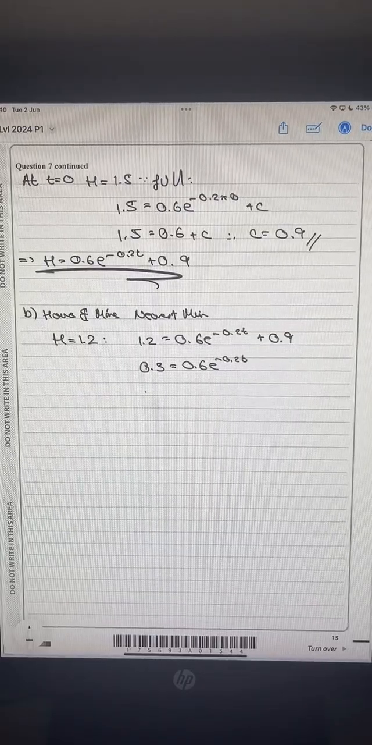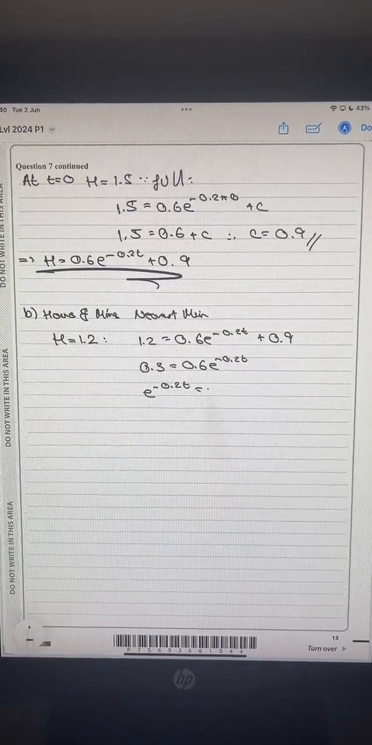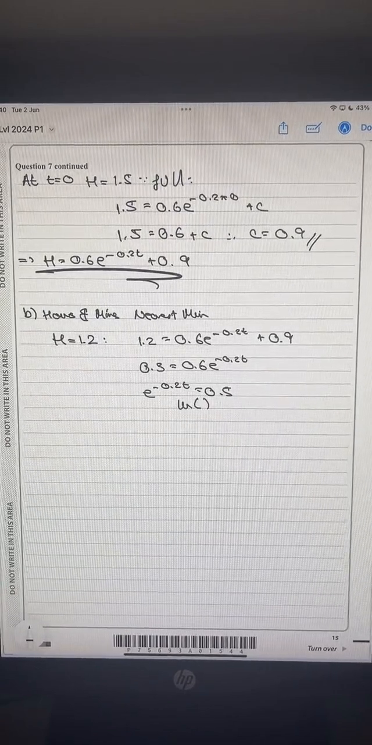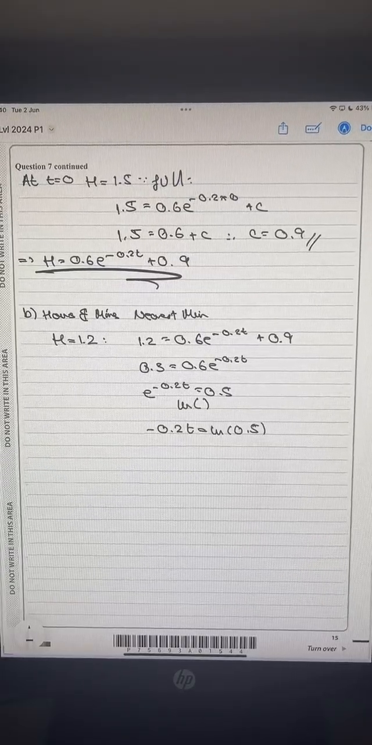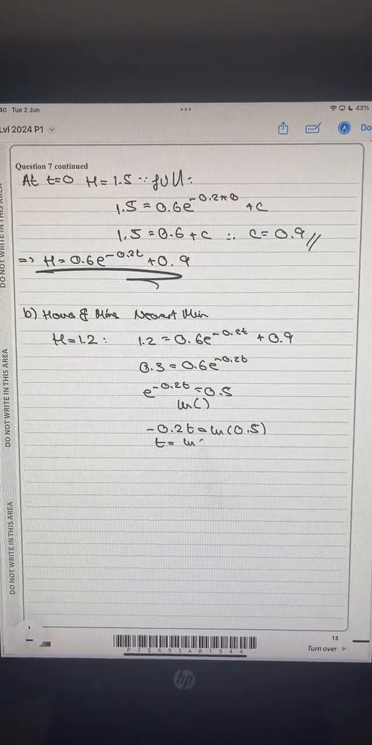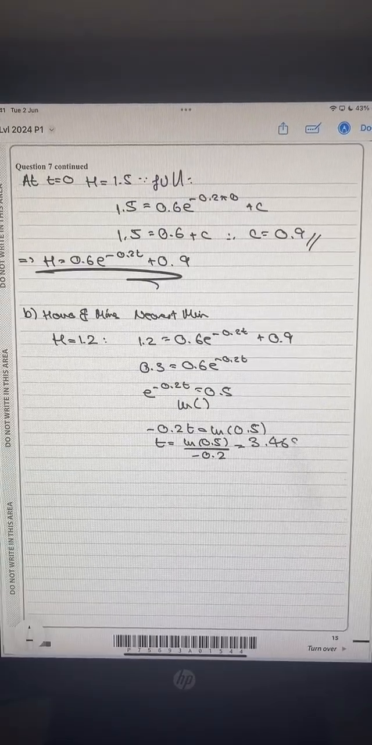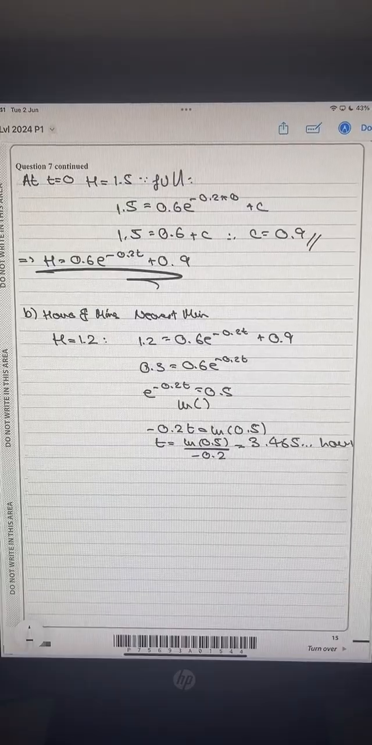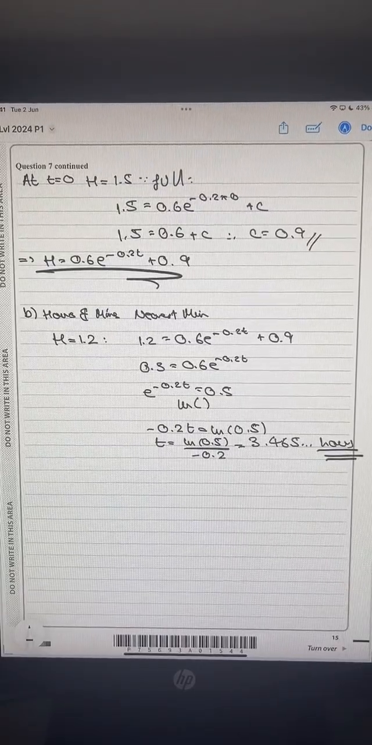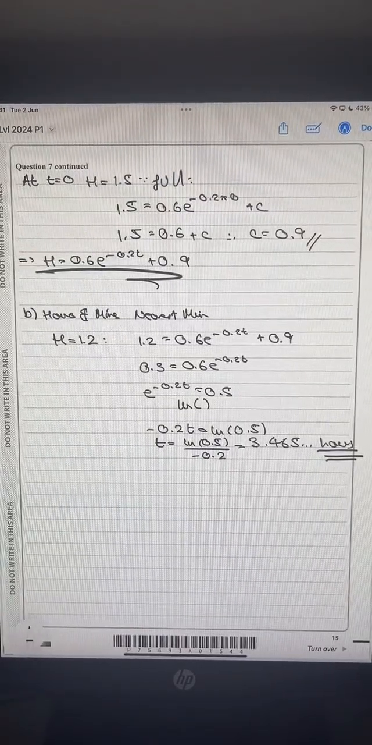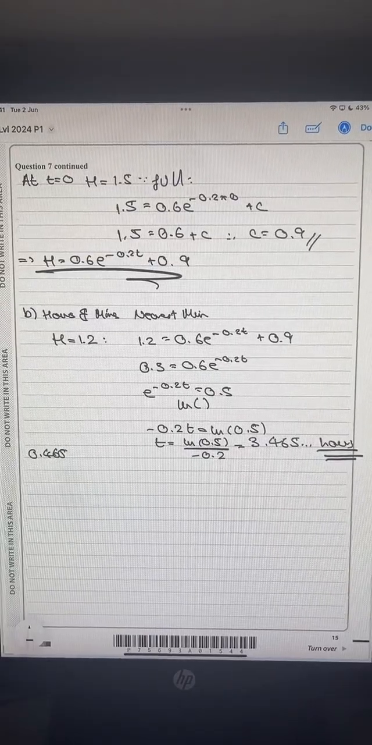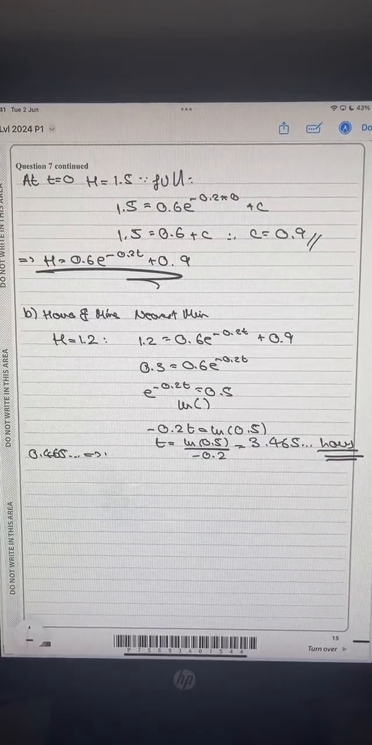So I have e to the minus 0.2 t equals 0.5. Then I do natural logs of both sides. So that's minus 0.2 t equals ln of 0.5. So t is equal to ln of 0.5 divided by minus 0.2. Put that in your calculator and you get 3.465 and so on hours. The unit was hours. What do I want? Hours and minutes. So I need to convert 0.465 and so on into minutes.